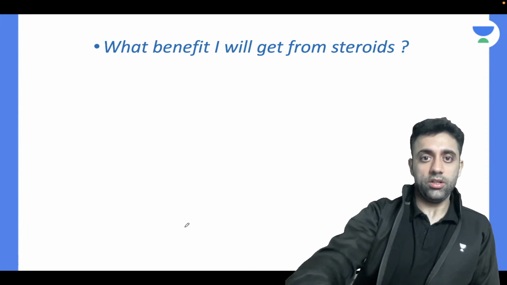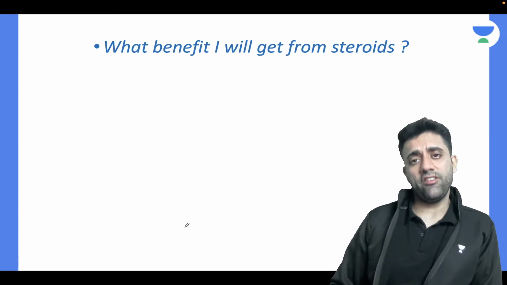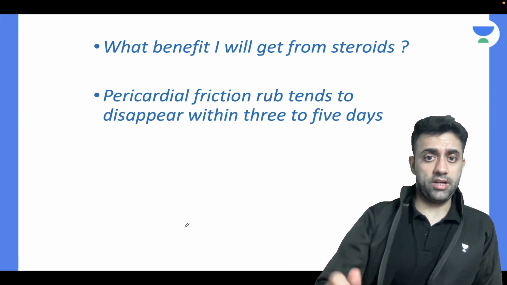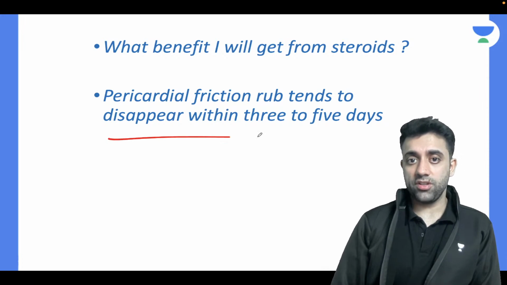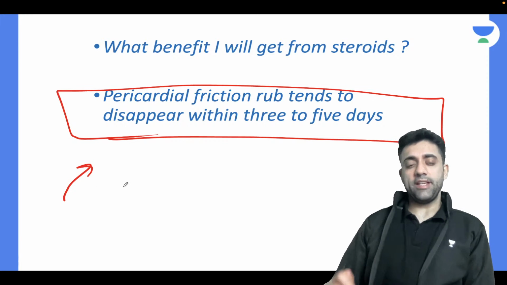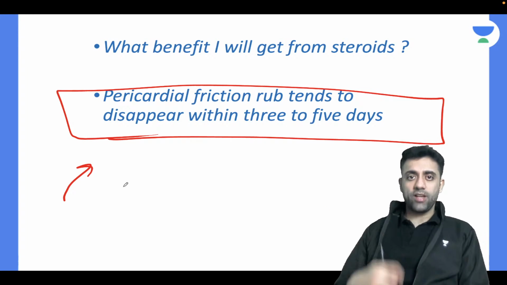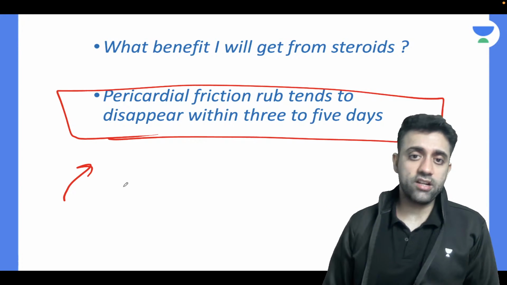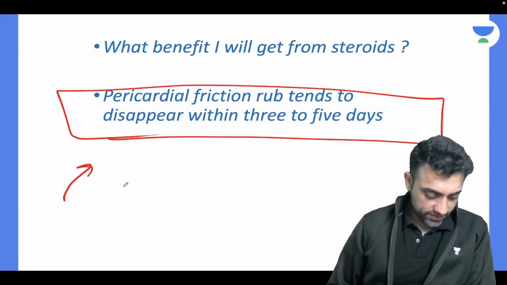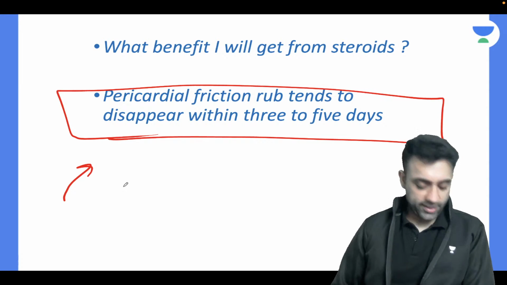Done. Next one. What benefit will I get from the steroids? Why are you giving me corticosteroids? Most importantly, the pericardial friction rub tends to disappear within 3 to 5 days. Basically, steroids are anti-inflammatory, so this pericardial friction rub tends to disappear within 3 to 5 days.